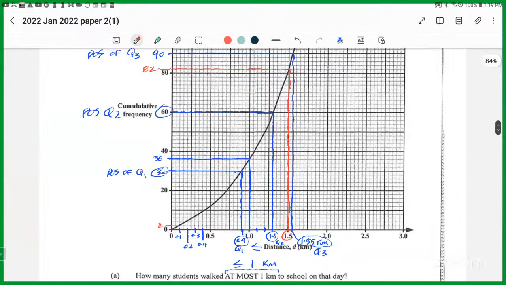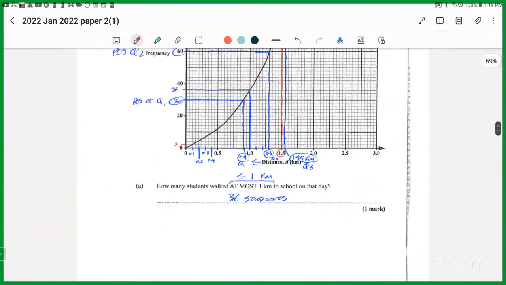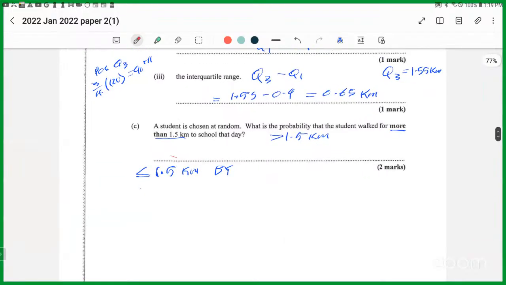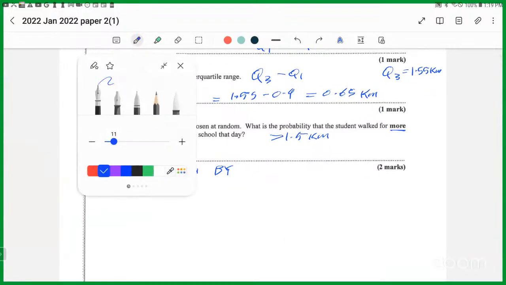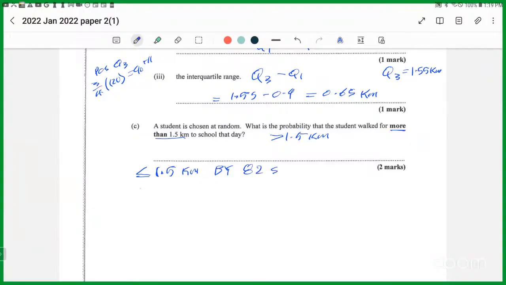You want to know how many walked more, so the difference. Less than or equal to 1.5 was done by 82 students. Therefore, more than 1.5 kilometers was done by 150 minus the 82. The 150 students total minus the 82. And that is 68 students.